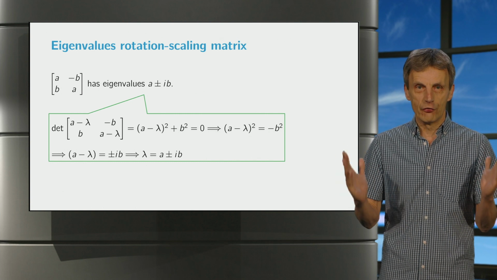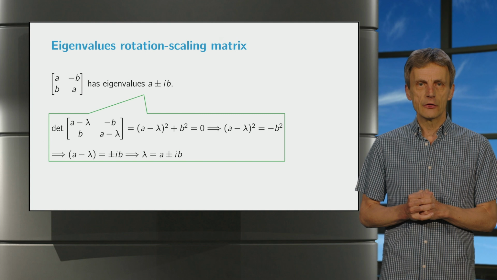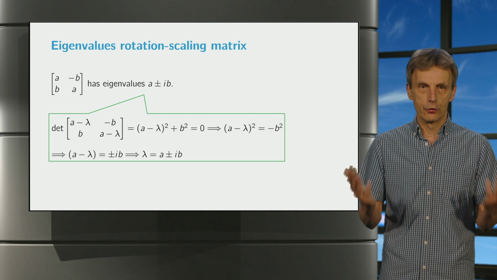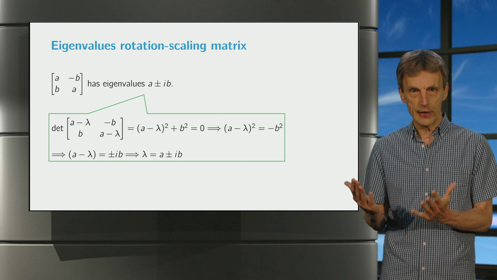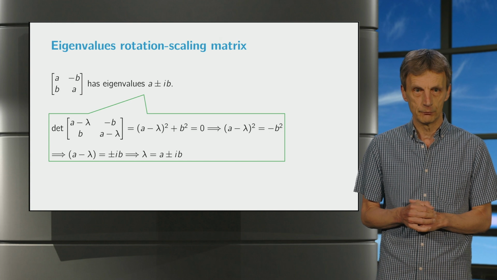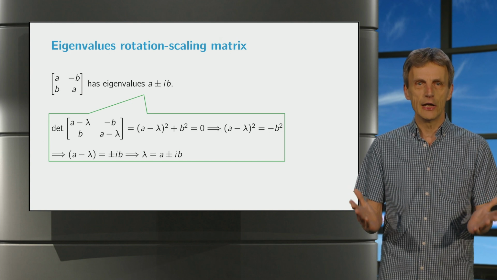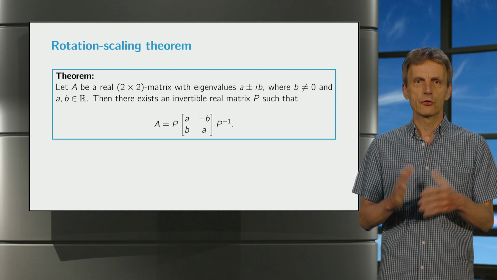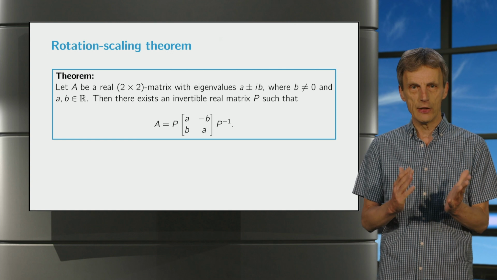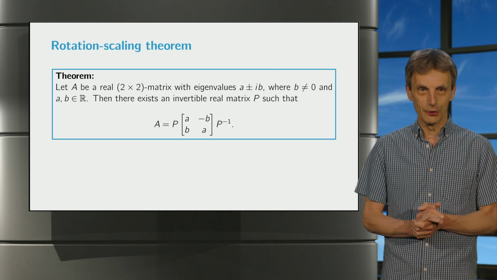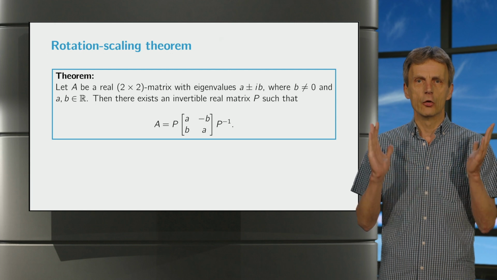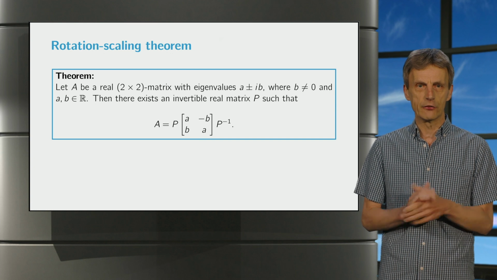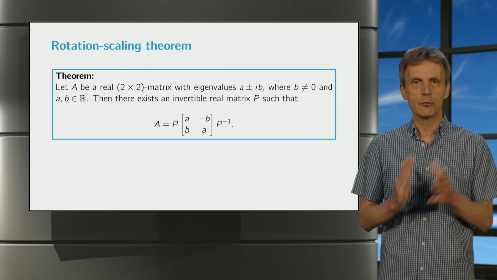It turns out that conversely, any real 2x2 matrix with eigenvalues a plus or minus ib can be written as a product of three matrices with the rotation scaling matrix [a, -b; b, a] in the middle. Here's the precise formulation of that theorem. Let A be a real 2x2 matrix with eigenvalues a plus or minus ib with b unequal to 0. Then there exists a real invertible matrix P such that A is equal to P times the rotation scaling matrix [a, -b; b, a] times P inverse.